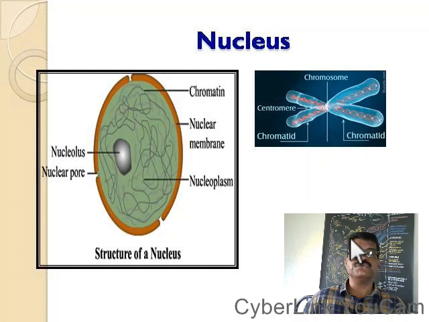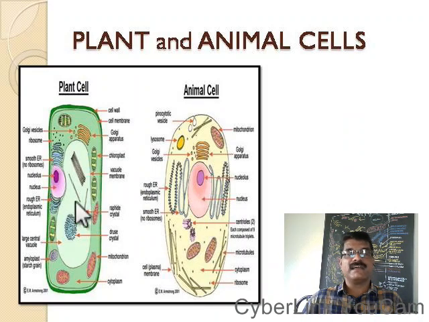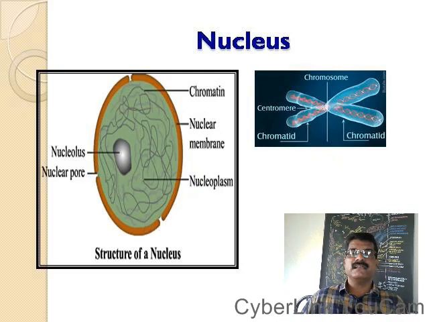Next, we are going to study the most important structure present inside the cell, that is the nucleus. Nucleus is common in both plant cell as well as animal cell. This is the nucleus of an animal cell, which is at the center, whereas in a plant cell the nucleus is towards a side because of the larger size of the vacuole. The nucleus is the control center of a cell.